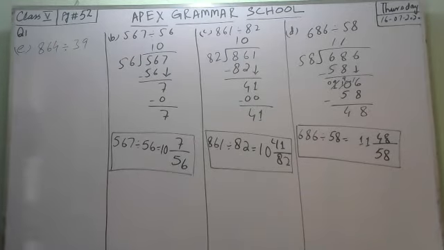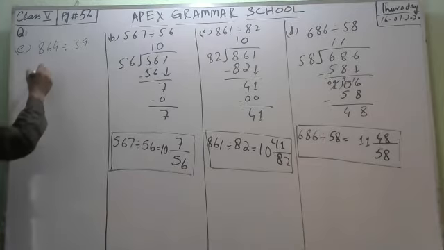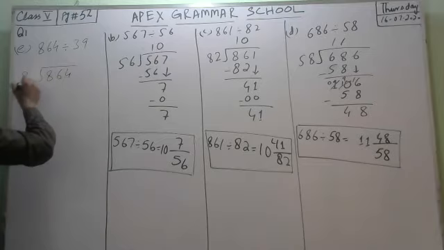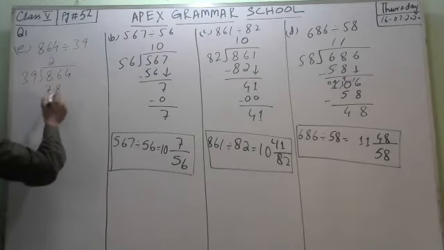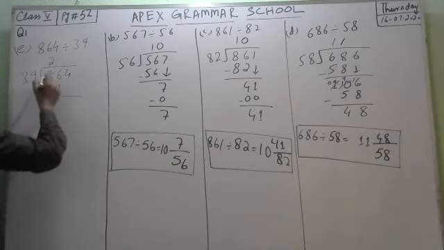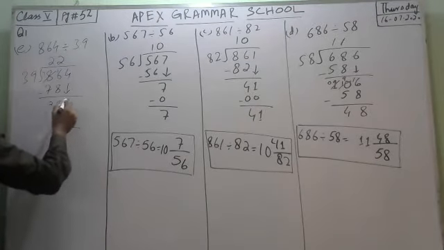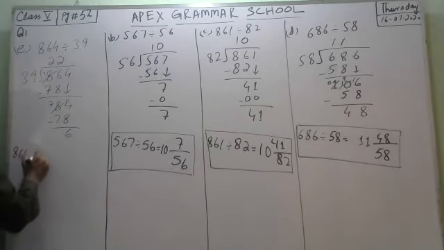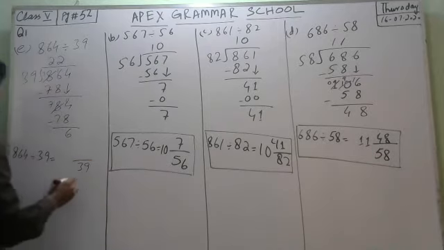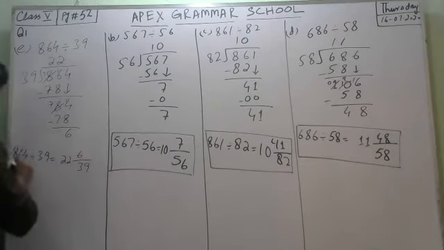E part is 864 divided by 39. 39 twos are 78. 16 minus 8 is 8. 4 will come down. 7 minus 7 is 0. Once again, 39 twos are 78. 14 minus 8 is 6. So the answer is 864 divided by 39 equals to 22 and 6 over 39.